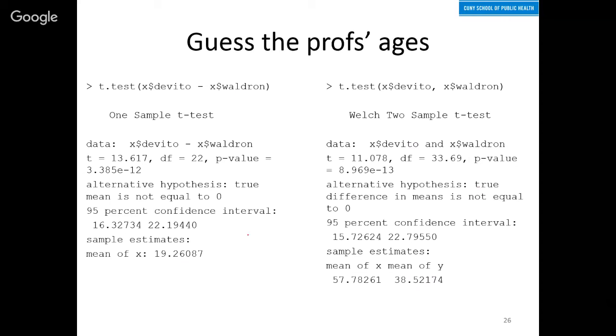So the 95% confidence interval on the difference in our ages is between 16 and 22 years. I'm not sure how accurate that is. 67 and 43. So 23 years is? Yeah, they think we look more similar in age.